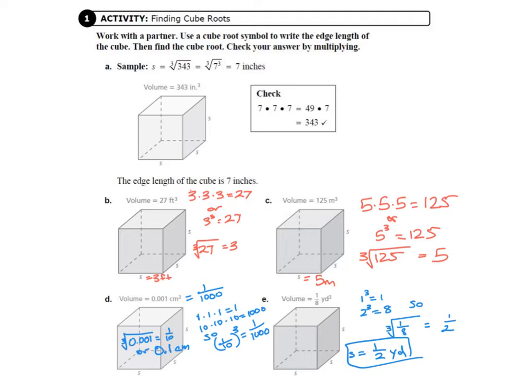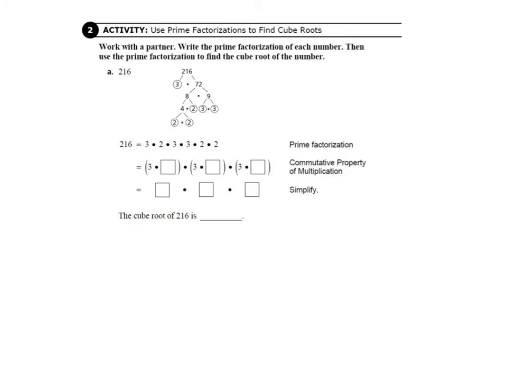For D, I broke that down into a fraction. I think that's, again, easier to see at the beginning. But 0.1 or 1/10 cubed is 1/1000th, or 0.001. So each side, each edge is 0.1 centimeters. And for E, each edge is 1/2 yard. So looking at numbers, sometimes you'll see what the cube root might be, and sometimes you won't.